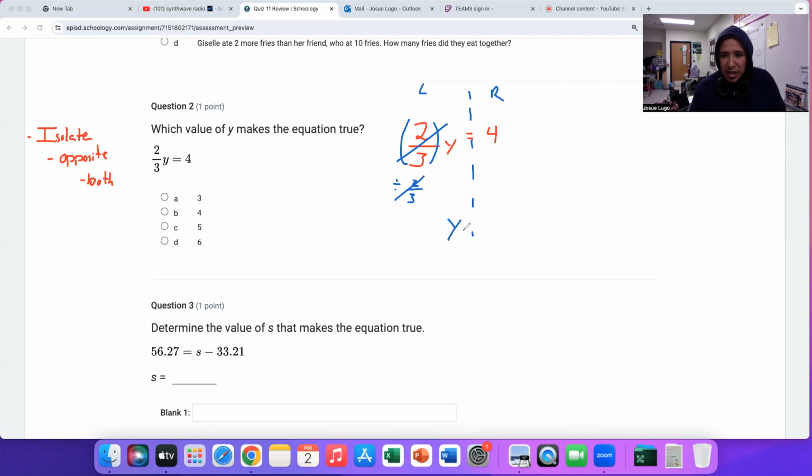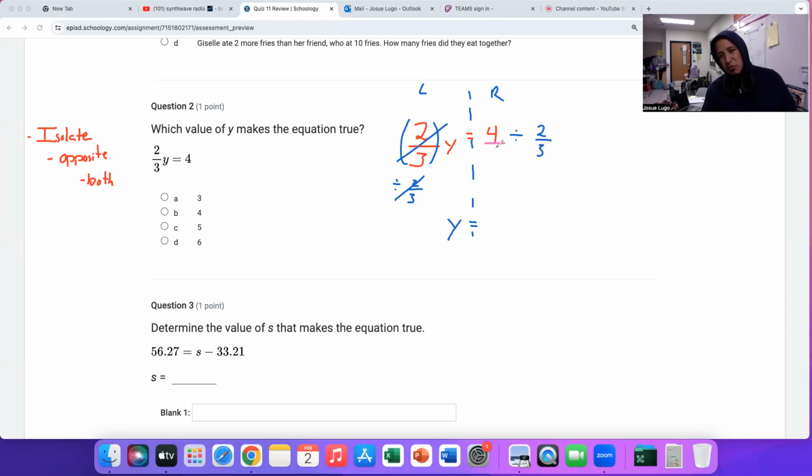So y is now isolated. It is by itself. However, whatever you do to one side, you must do to the other. Make sure that you do the same thing to both sides, which means that I need to divide 4 by 2/3. Lucky for us, we know how to divide. We know how to divide fractions.